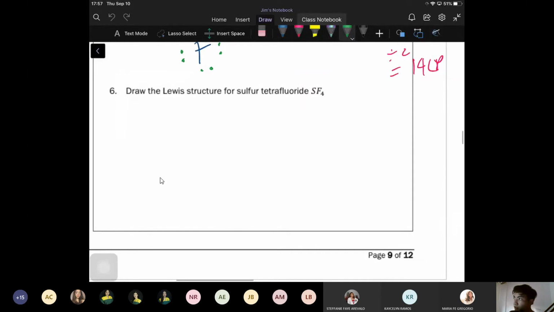Next one, sulfur tetrafluoride. Will it follow the octet rule? Di ko sure kasi 4 yan, no? Di ba ang technique natin pag 5, violation na. Di ko sure. Pag hindi sure, magnasu.